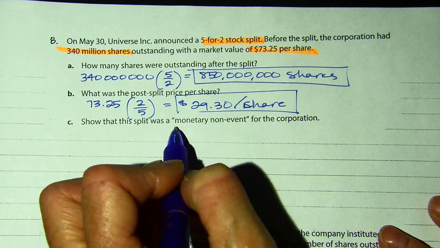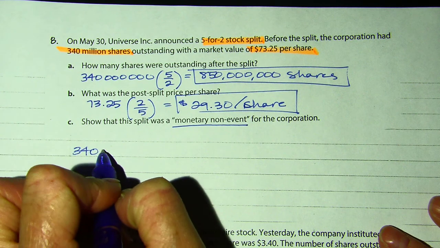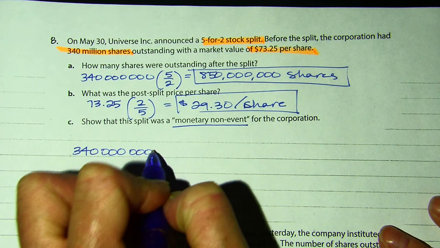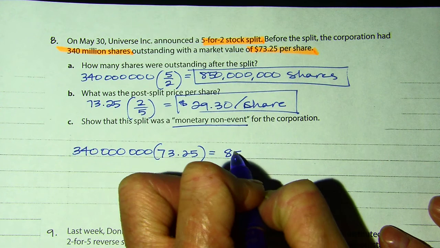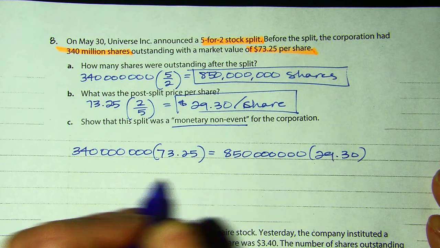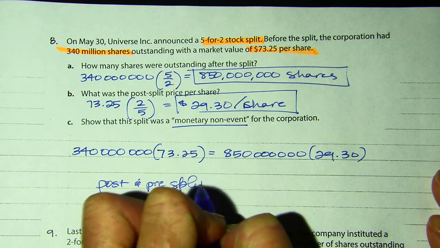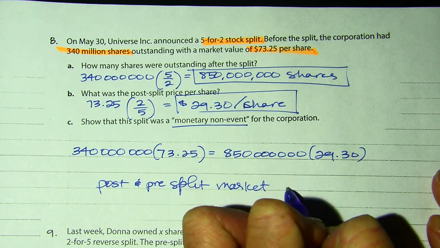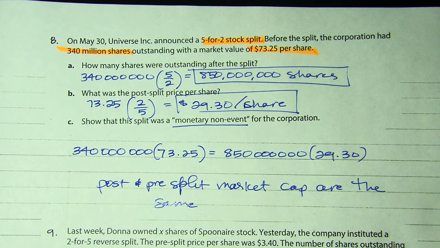Show that the split was a monetary non-event. Now, if you multiply the original number of shares times the price, that equals the same as the new number of shares times the price. So because the post and pre-split market cap are the same, that is why it's a monetary non-event. No money was exchanged. The number of shares went up, the price went down. They have the same equivalent value.